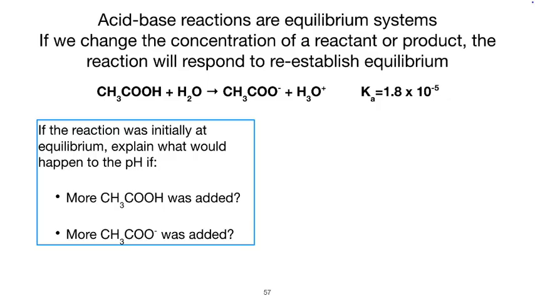Okay? Acid-base reactions are equilibrium systems. So if we change our concentration of the reactant or product, the reaction will respond to reestablish our equilibrium. Said another way, this is Le Chatelier. This is what we learned in the past unit. We're now looking at the specific examples of how it applies to particular chemical reactions. So if we're looking at this reaction initially at equilibrium, what happens if we start to make changes? If we add more acetic acid, if we increase the concentration of acetic acid, what's going to happen?